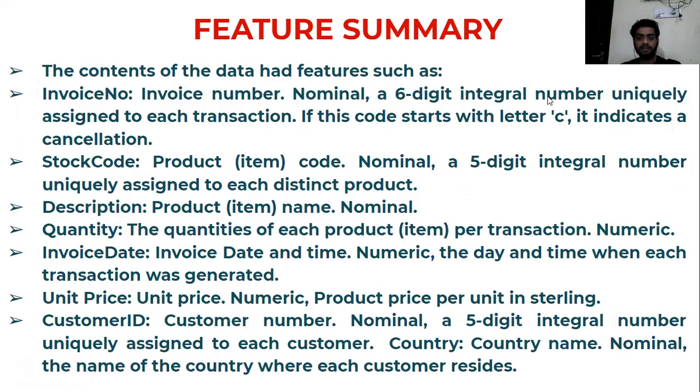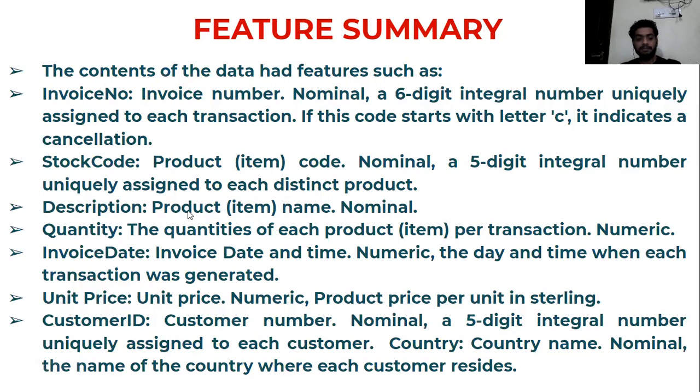Next is our feature summary. The data has features such as invoice number. Invoice number is a nominal feature, a 6-digit integral number uniquely assigned to each transaction. If this code starts with the letter C, it indicates a cancellation. Next, stock code, the product item code. This is a nominal feature, a 5-digit integral number uniquely assigned to each distinct product.